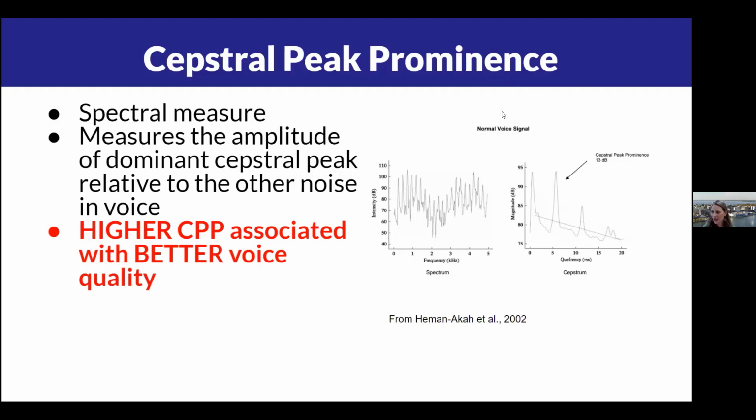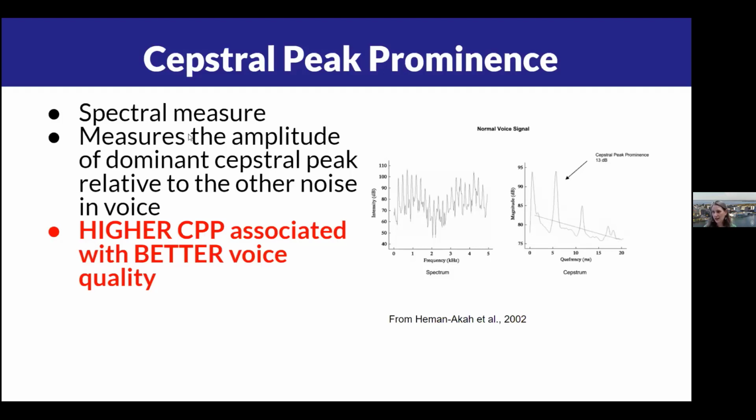It basically takes the voice signal, and it can take it from a sustained vowel or from running speech, and it measures the amplitude of this dominant cepstral peak, which is a proxy for the strength of the fundamental frequency, the strength of the primary pitch of the voice, relative to the other noise. So if you think about a voice that's really hoarse, it's harder to pick out that fundamental frequency, the pitch, from the other noises in the voice.